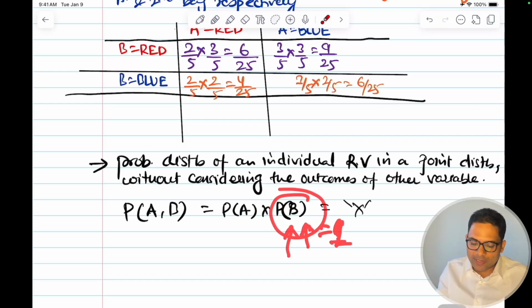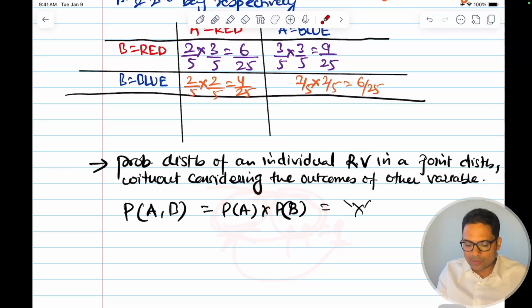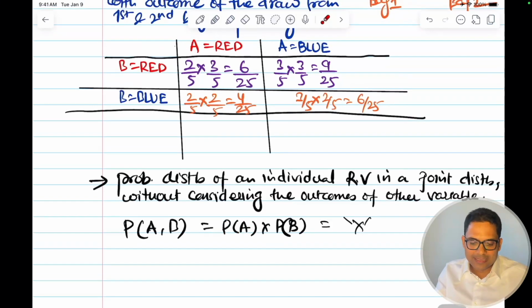And because of that, finally what will happen is that whatever value we get out of the joint distribution will be my marginal distribution of the variable A. I hope that is clear. So let's do this in this example itself.